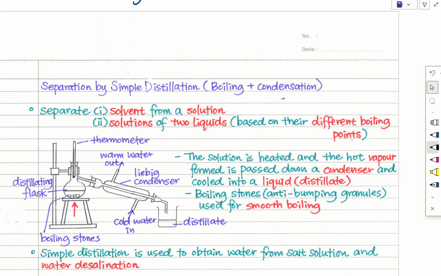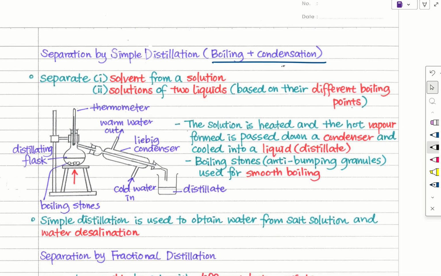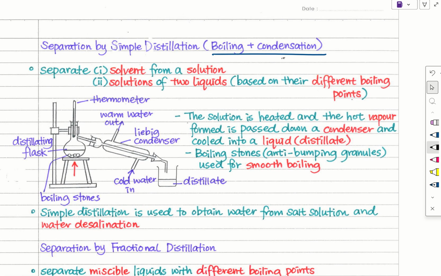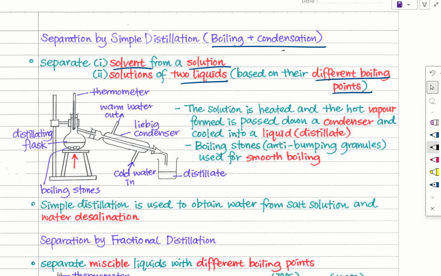Okay, next is separation by simple distillation. Okay, so basically there are two processes here, the boiling and the condensation. So it is to separate the solvent from a solution. In this case, now we want the liquid. Okay, so it can also separate solutions of two liquids, based on their different boiling points. So this is the key concept here.